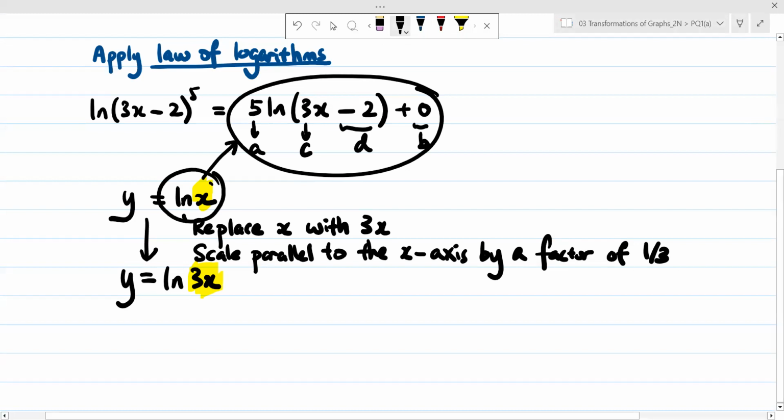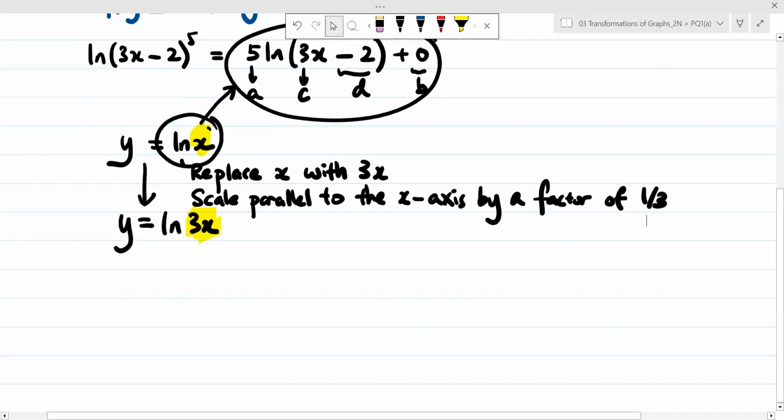So when we say factor, we don't say units. You only say the word units when we are doing translation. All right. So next, do what?